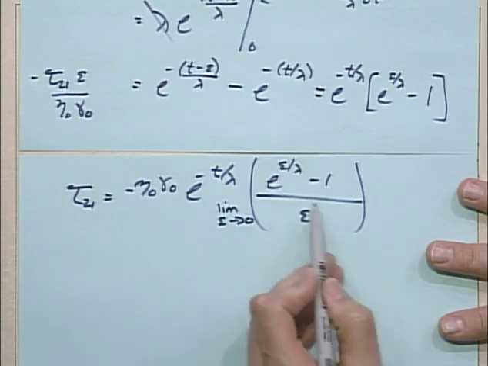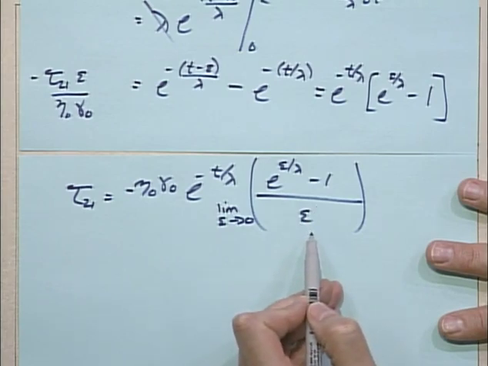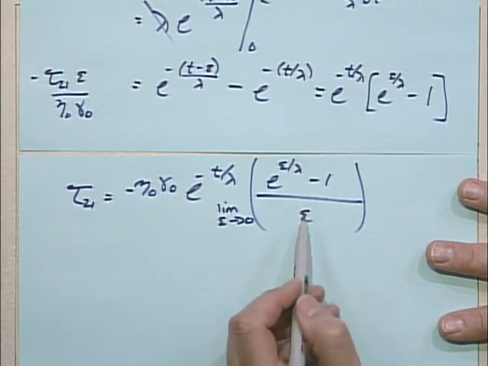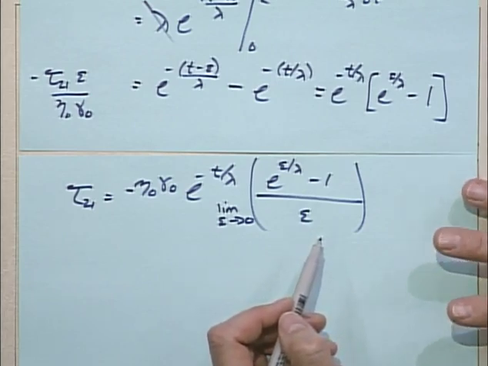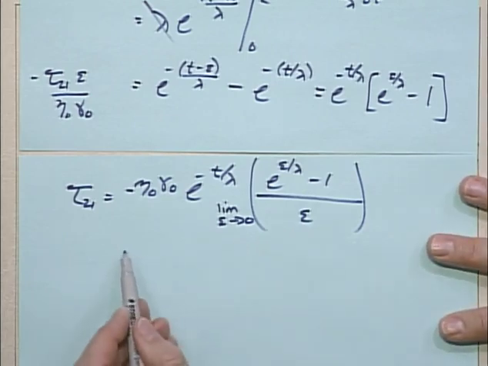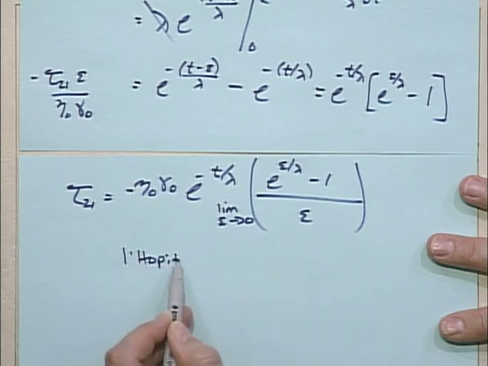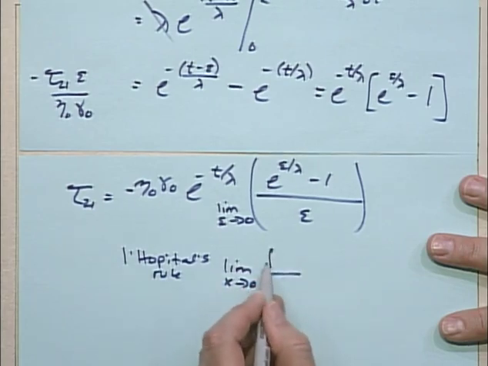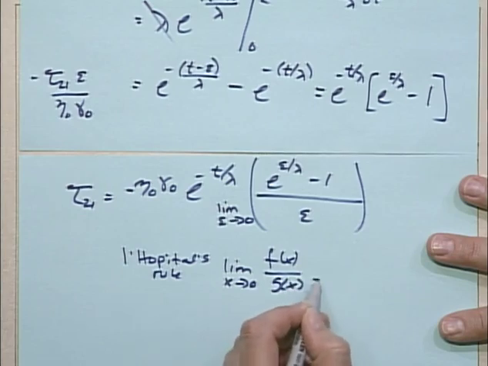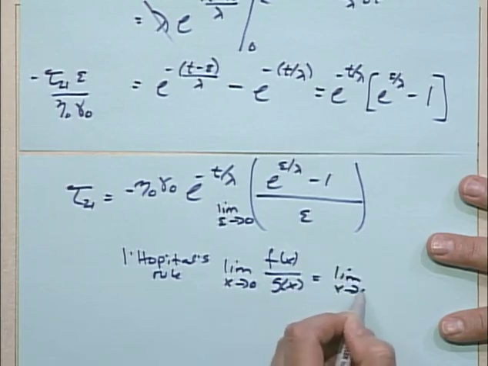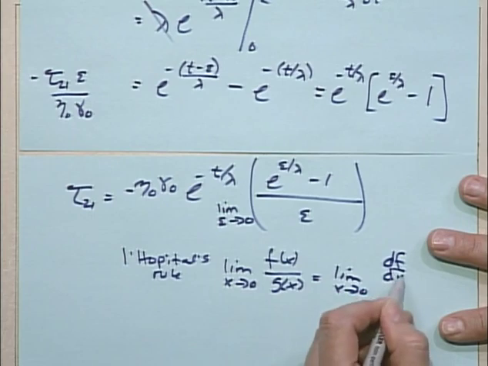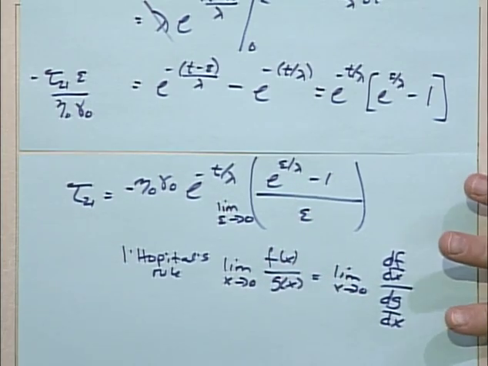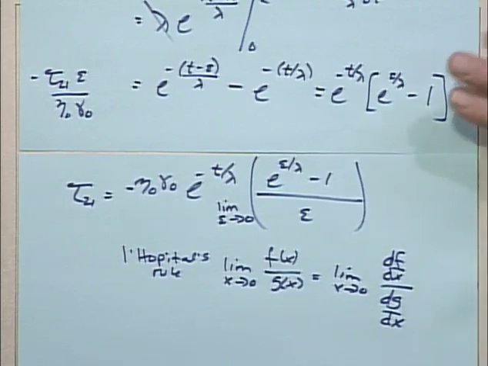So as epsilon goes to 0, what does this go to? 0 over 0, which means we need L'Hopital's rule. L'Hopital's rule says that if you have the limit as x goes to 0 of f of x over g of x, it is equal to the limit as x goes to 0 of df dx over dg dx. So we need to take the derivative of the numerator and the denominator with respect to epsilon.